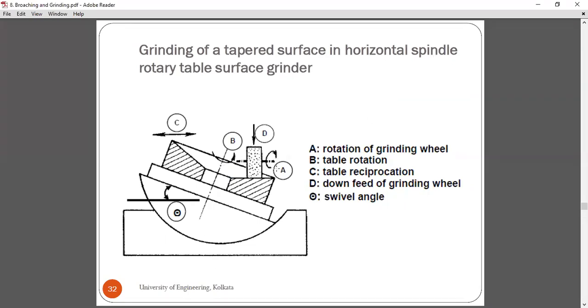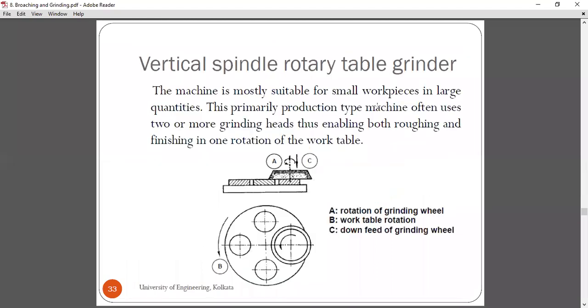Okay, so the rotation of the grinding wheel is this one, and the table can be rotated here at a certain angle depending on the profile of the workpiece. Okay, and again, the table can be reciprocated. The entire table can be reciprocated so that material can be removed from the entire surface, and definitely down feed also is there, and swivel angle is also there. That is the angle at which the entire table can be rotated. Okay, so reciprocation as well as rotation, both are applied in this case, right?